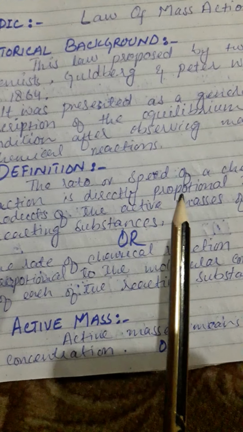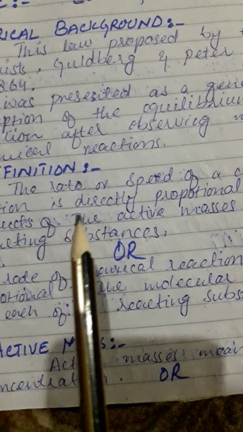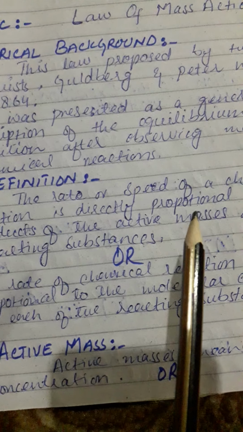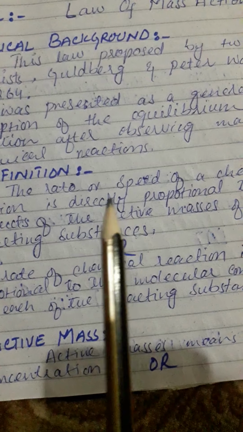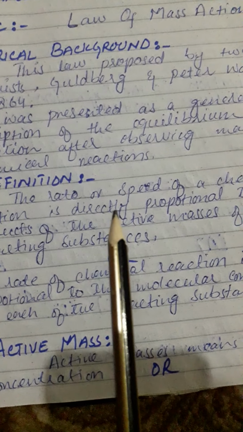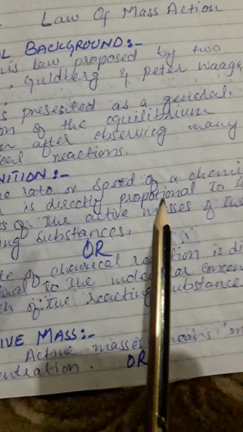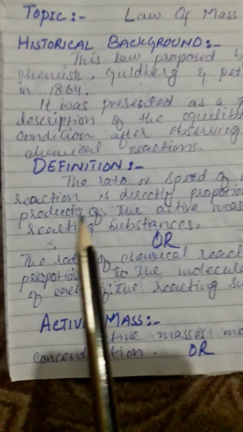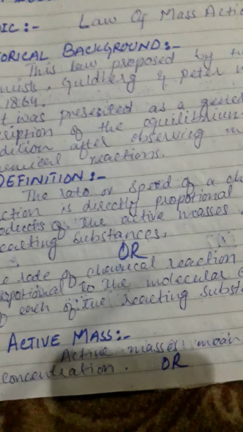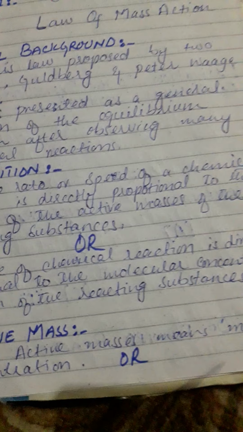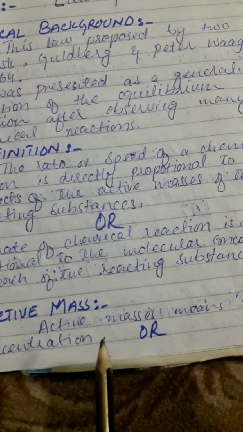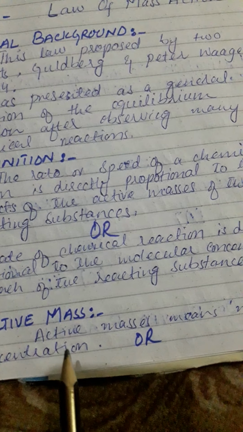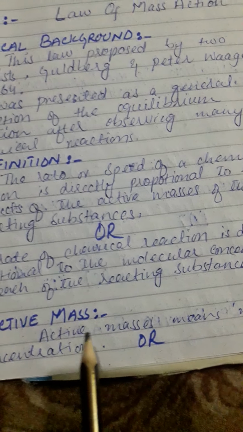The second one is directly proportional. As we studied in our maths and physics subjects, directly proportional means that in any chemical reaction, if one component is increasing, then the other will also be increasing. The third one is the active mass. What does it mean by the active mass? Active mass means molar concentration. Molar concentration means how many moles of each reactant are reacting.